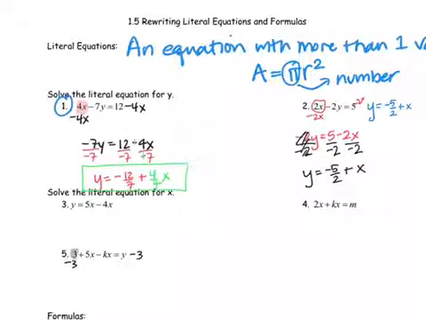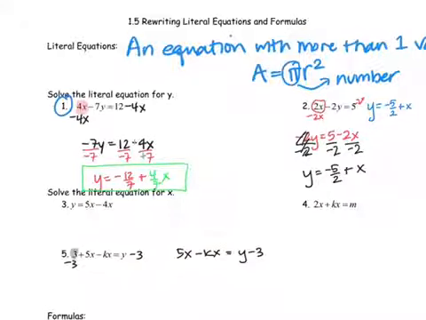And I'm going to get 5x minus kx equals y minus 3. Now, the only thing I can do is I can't just divide by 5 and then divide by k. This is not really what we want to do.